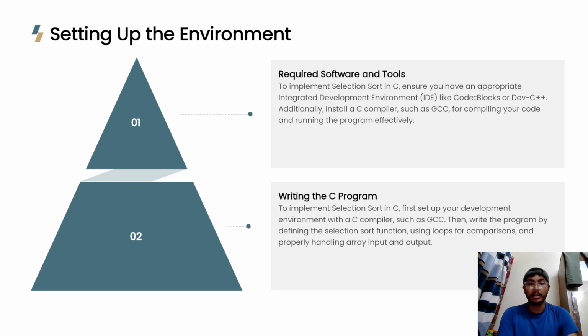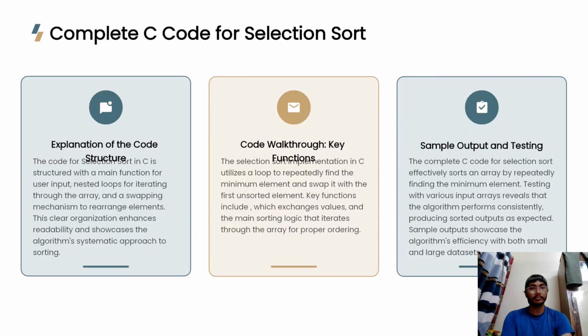Writing the C program. To implement selection sort in C, first set up your development environment with a C compiler such as GCC. Then write the program by defining the selection sort function, using loops for comparisons and properly handling array input and output. Complete C code for selection sort.